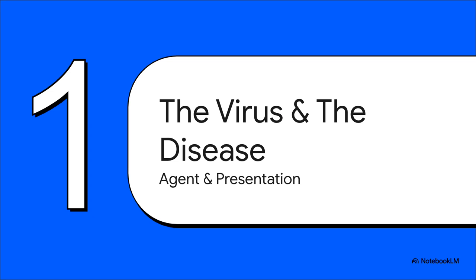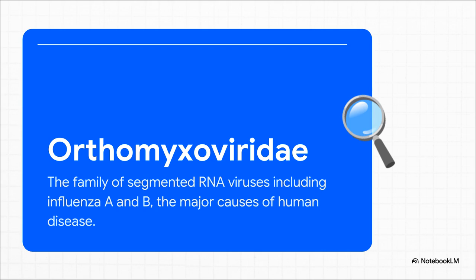Okay, first up, let's get to know our adversary. To really get a handle on influenza, you've got to start with the virus itself and what it does to the human body. So influenza viruses are part of a family called Orthomyxoviridae. Now, the most important thing to know about them, the real key, is that their genome, their genetic code, is in pieces. It's a segmented RNA genome. And that's not just some trivia for a textbook. That segmentation is its superpower.